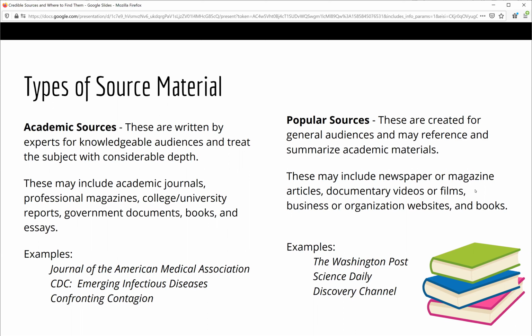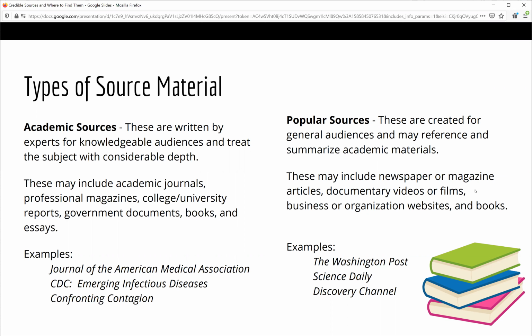In contrast, popular sources are those that are created for general audiences. Their content may reference or summarize academic materials, but it is written in such a way that the average person can understand it. Popular sources include newspaper or magazine articles, documentary videos or films, business or organization websites and books. Some popular sources that you might have seen are the Washington Post, Science Daily, and the Discovery Channel.